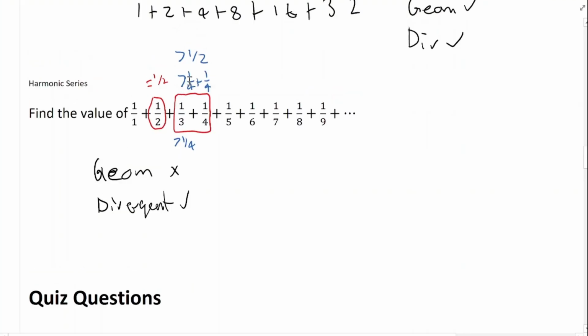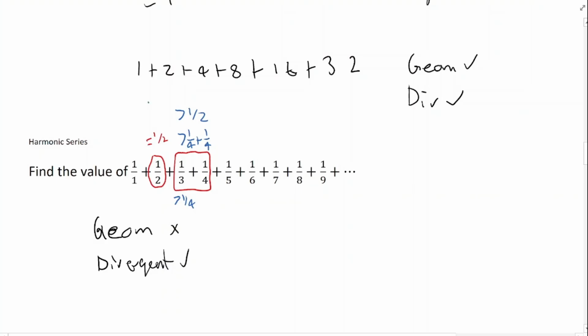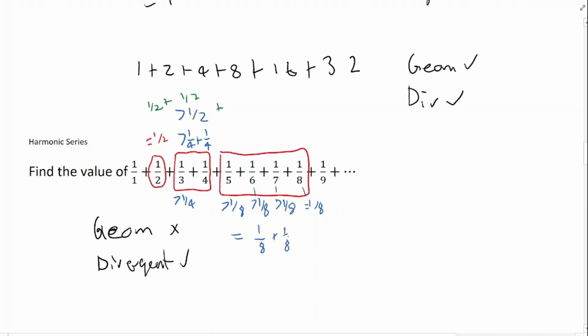So if we want to go here, we've got a half plus, and we're going to do the same trick here. This is bigger than an eighth. That is bigger than an eighth. A 6th is bigger than an eighth. A 7th is bigger than an eighth. And an eighth is equal to an eighth. What happens when you add up all those? You get an eighth plus an eighth plus an eighth plus an eighth, which is a half. Oh my goodness. So again, you get another plus a half.